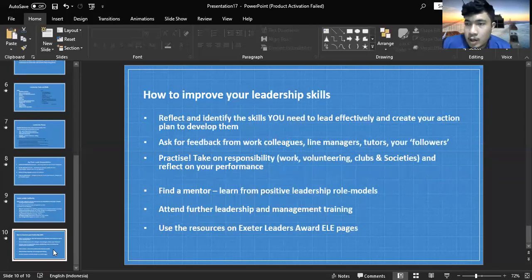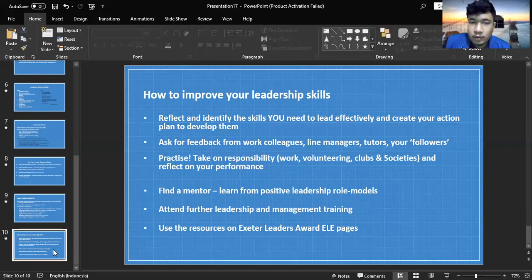In the last part, I will give you tips and tricks on how to improve your leadership skills. First, reflect and identify the skills you need to lead effectively and create your action plan to develop them. You can find what you need to improve, and create your action plan to develop them.